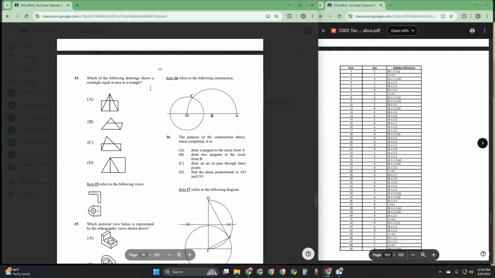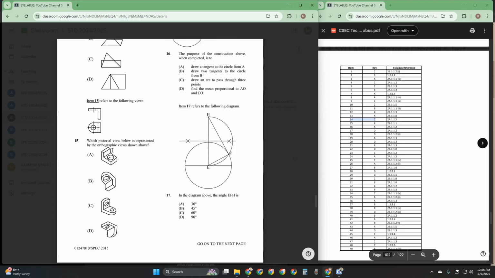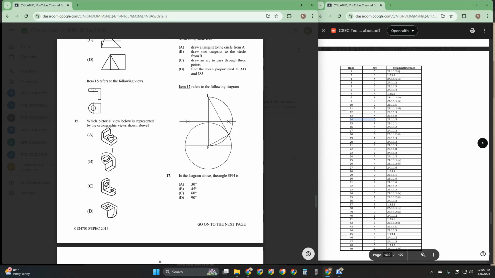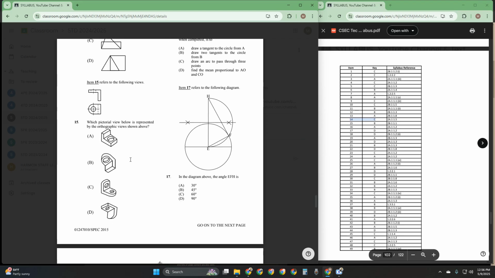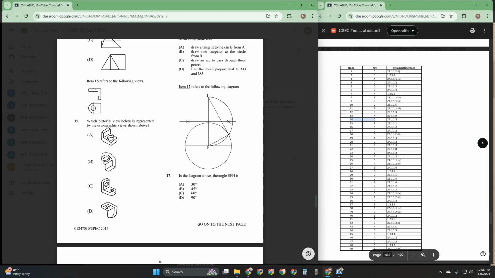Number 14, which of the following drawings shows a rectangle equal in area to a triangle? Very interesting question and very common. They say that the answer to number 14 is C, and I agree. Right. Number 15. Which pictorial view below is represented by the orthographic views shown above? So these are the views here. So you want to know which of these is this. We have a front elevation and a plan. They say number 15 is B.